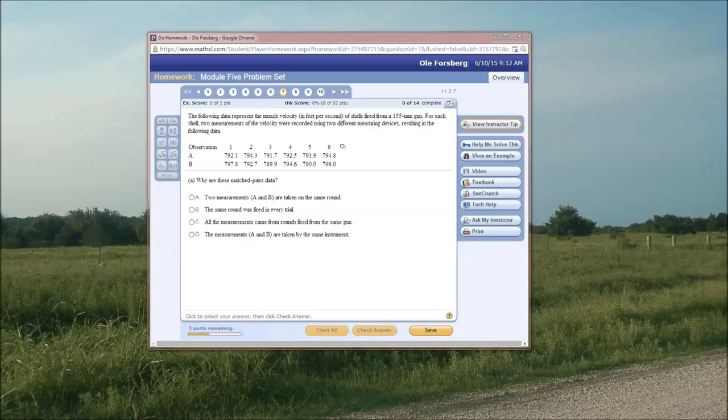The following data represent the muzzle velocity in feet per second of shells fired from a 155mm gun. For each shell, two measurements of the velocity were recorded. Shell 1 had two measurements on it. Shell 2 had two measurements on it. For each shell, two measurements. Therefore, these are matched pairs because the two measurements are taken on the same round.